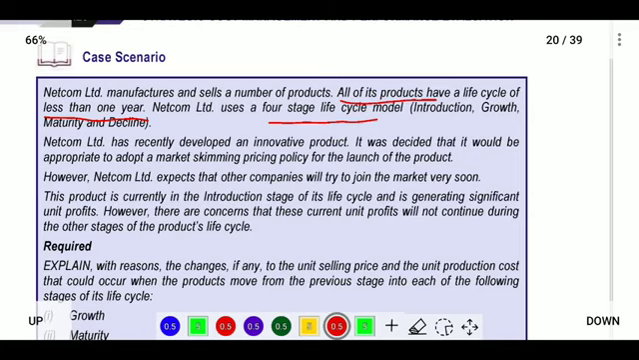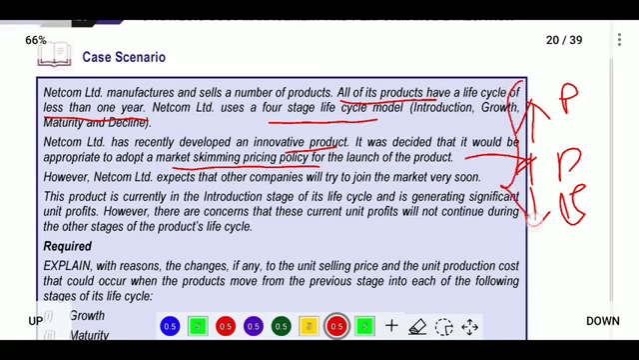Okay. Netcom Limited has recently developed an innovative product. It was decided that it would be appropriate to adopt a market skimming policy. What is the market skimming policy? In market skimming policy, first the price will be high and promotional expenditure will be high, and later on that price will be decreased. However, Netcom expects that other companies will try to join the market very soon, so they have competitor fear. So it is better for penetration then.